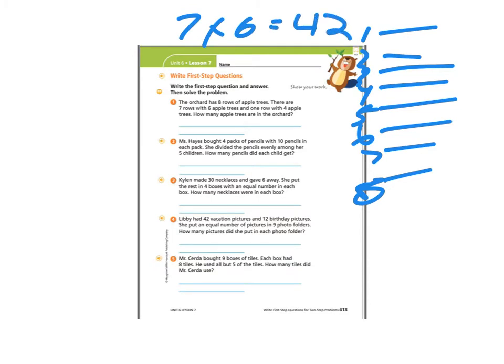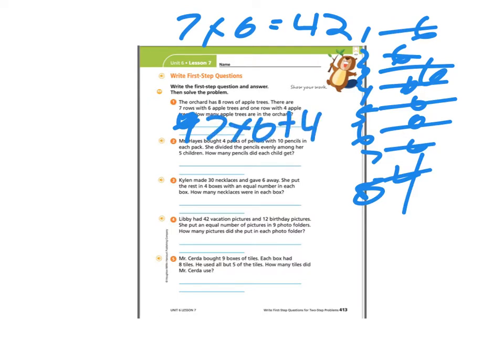And then the last row only has 4. So we'd have, these are all 6. So that's 42. So 7 times 6 plus 4. And if you remember in PEMDAS, you always do multiplication first. If you're not quite sure, remember you can put it in parentheses, which means do this first. So 42 plus 4 equals 46 trees. So we use multiplication and addition to get to that answer.